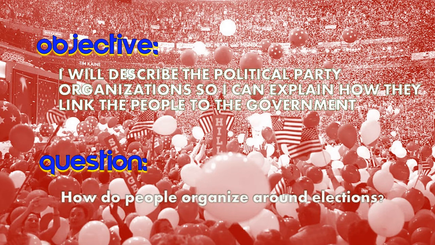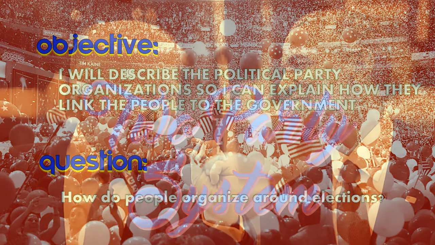Today, we are going to describe political party organizations. We're going to describe the structure of political party systems. We're going to describe the organizations, and that way we'll be able to better explain how parties link the people to the government. So the question we're going to be answering today is, how do people organize around elections?